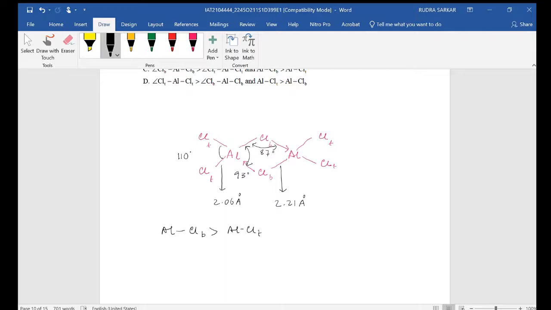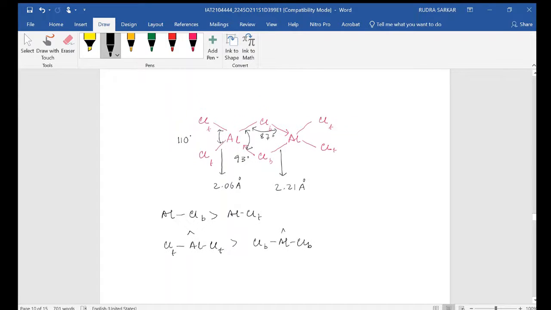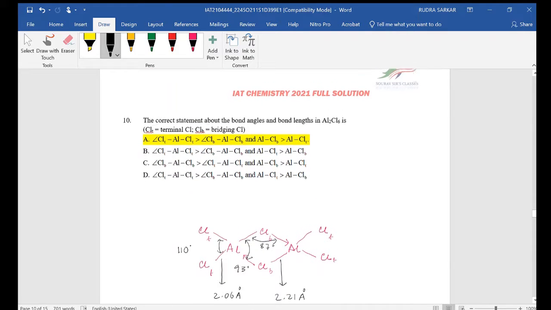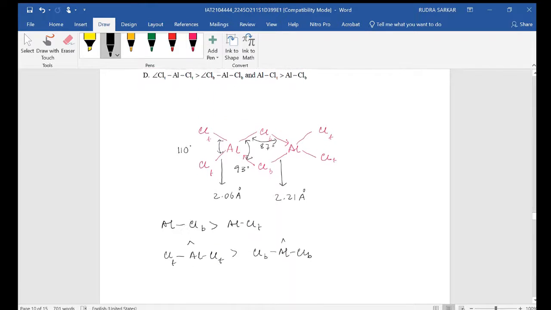And as we can see from the data given out here, the Cl-Al-Cl terminal angle is greater than that of the Cl-Al-Cl bridging. So if we compare the information that we have understood with the options given over here, then option A will be the correct option over here. Okay, next.